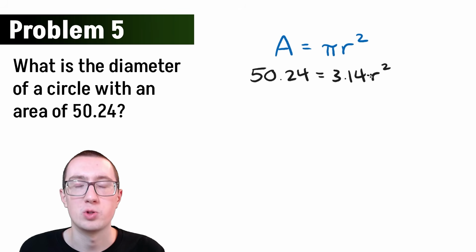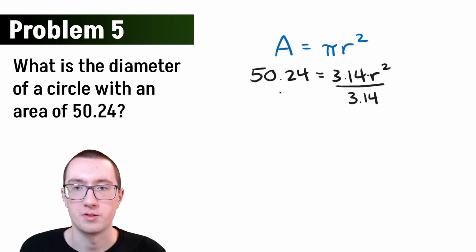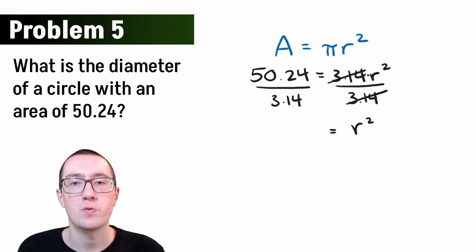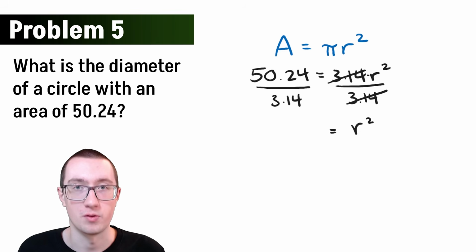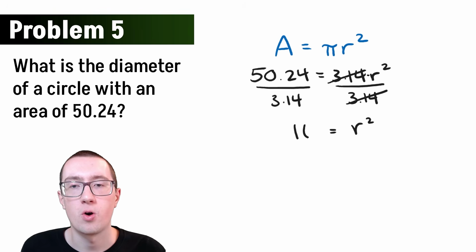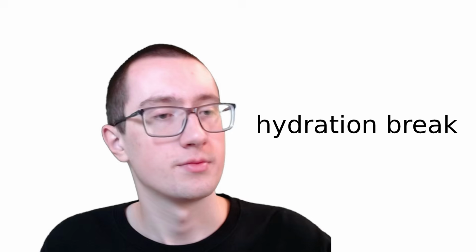And remember that this is multiplication when there's a number and a letter next to each other. So I'm going to do the opposite of multiplication, which is division, and divide both sides by 3.14. So these cancel out. On the right side, we just have r squared. And on the left side, we have 50.24 divided by 3.14. If we put this in our calculator, we should get 16. So r squared is equal to 16.